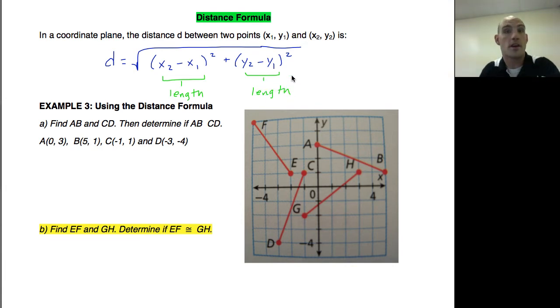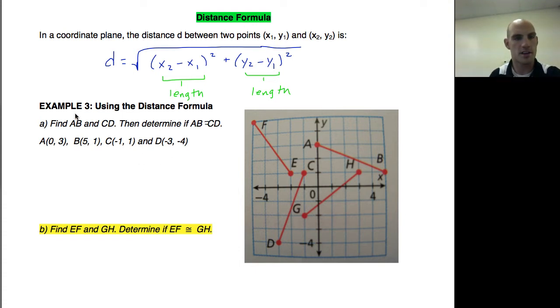Remember when we talked about using a ruler and subtracting the coordinates? Well, really, that's what this is talking about. It's the distance between the x coordinates and the distance between the y coordinates. So let's use the formula to calculate a length. We're going to find AB and CD, and we're going to determine if AB is equal to CD.